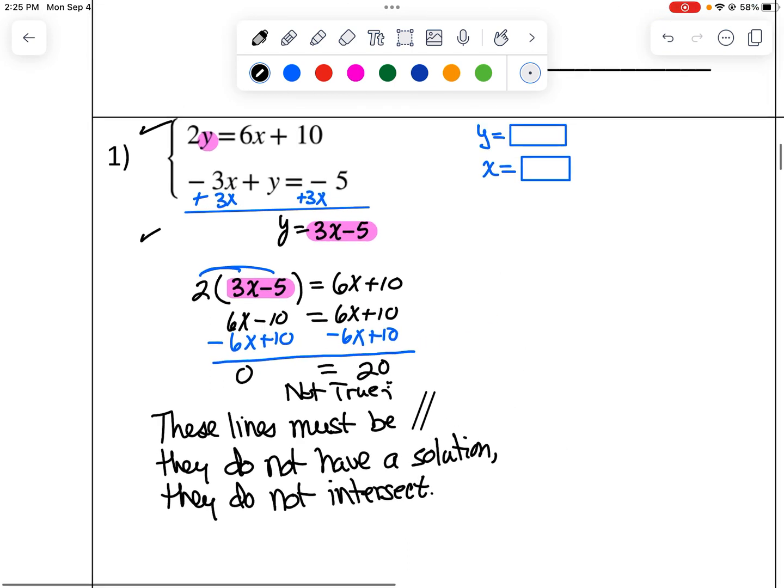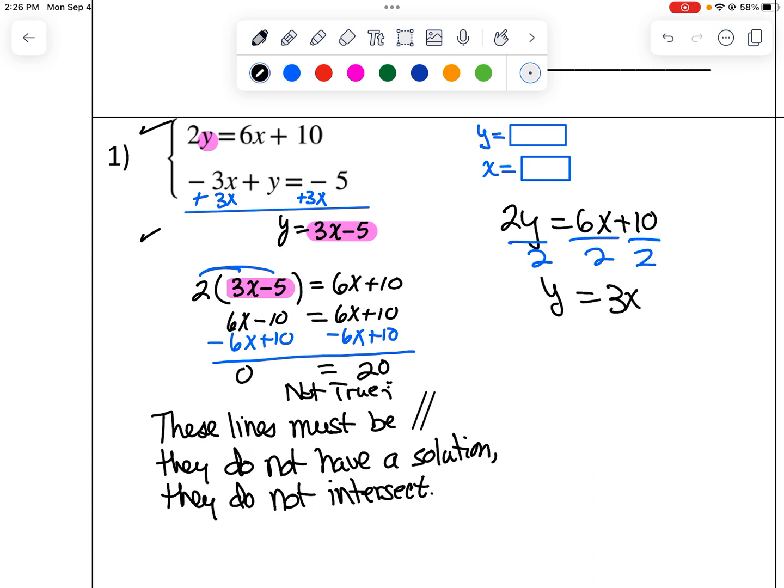All right. And I also frankly would have known that if I would have taken the first equation. The first equation was 2y equals 6x plus 10. If I would have divided everybody by 2, I would have gotten y equals 3x plus 5, which is the same thing that I had right here. Oh, you know what? It's the same thing I had right there, so they're not parallel lines.